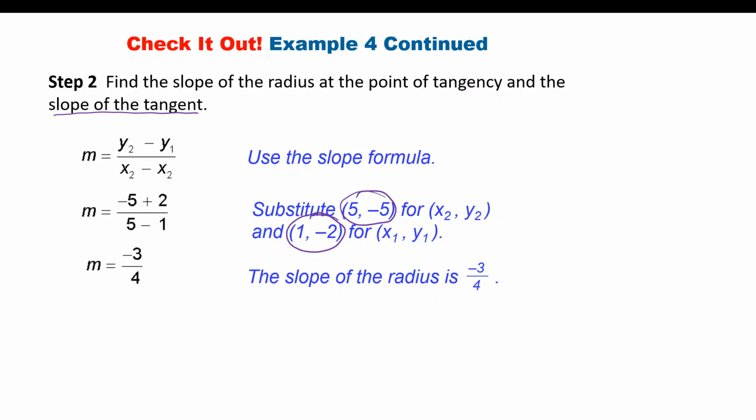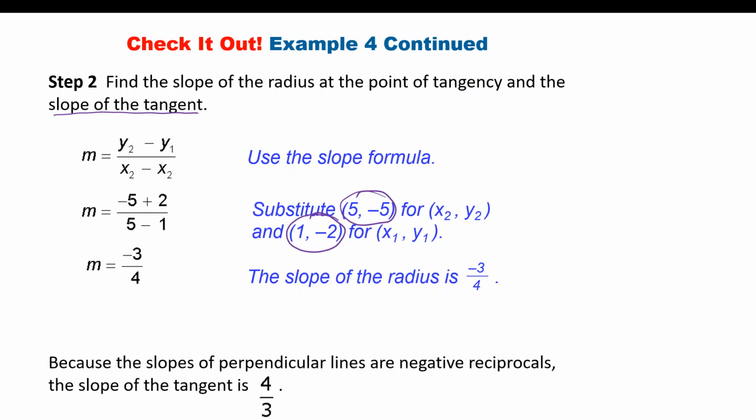-3/4. All right, so knowing that, we now know that the slope of our tangent line is going to be the opposite or negative reciprocal. So if it was -3/4, the slope of our new line is going to be 4/3. Next, all we have to do is fill this into our point slope formula.